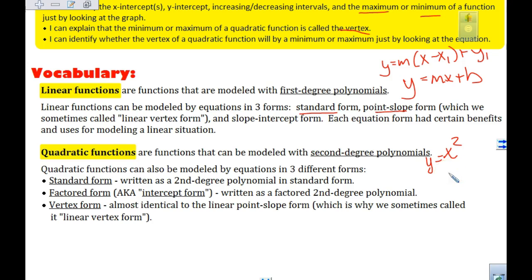Now, could it be like the ones we just finished factoring, where it's ax squared plus bx plus c? It could be that long. So standard form of our quadratic, the 3 forms, is when it's written with the second degree going in descending order. Factored form, aka that's our intercept form. We'll get that in this unit, but not right away. We're just going to kind of start with standard form. And then vertex form. So vertex form is identical to our point slope form.